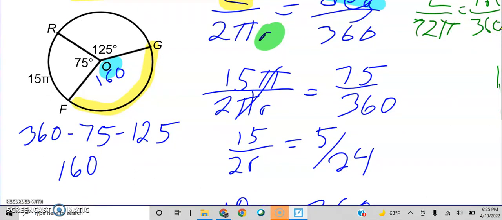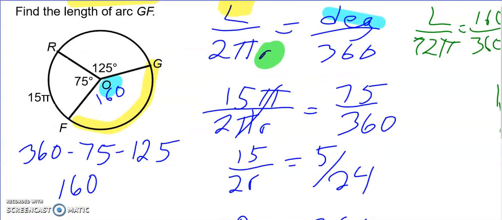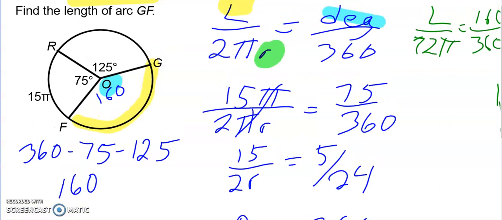Let's reduce 160 over 360 because, like I said, it'll make my cross multiplying a little easier. That's going to be 4 over 9. So L over 72 pi equals 4 over 9.